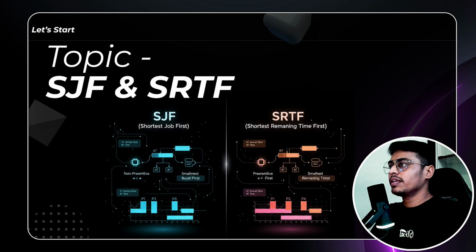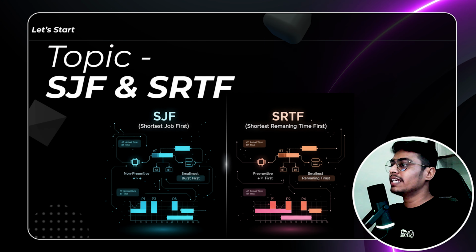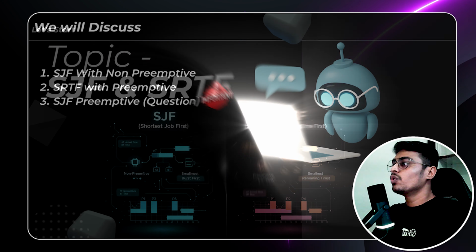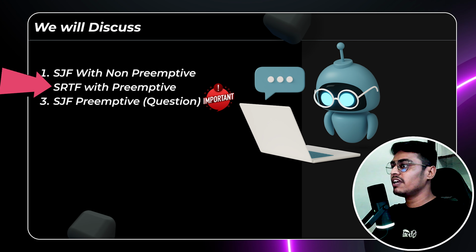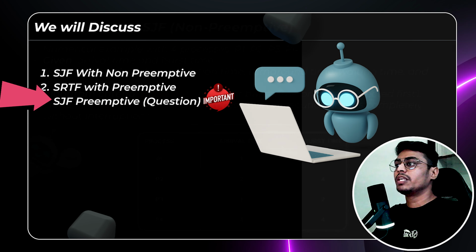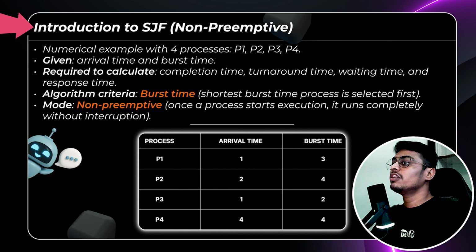Okay, so hello everyone. In this video, we will cover SJF and SRTF, shortest job first and shortest remaining time first. So in this video, first we will see SJF with non-preemptive, then SRTF with preemptive and SJF with preemptive. So let's understand the concept of shortest job first scheduling algorithm with the numerical example.